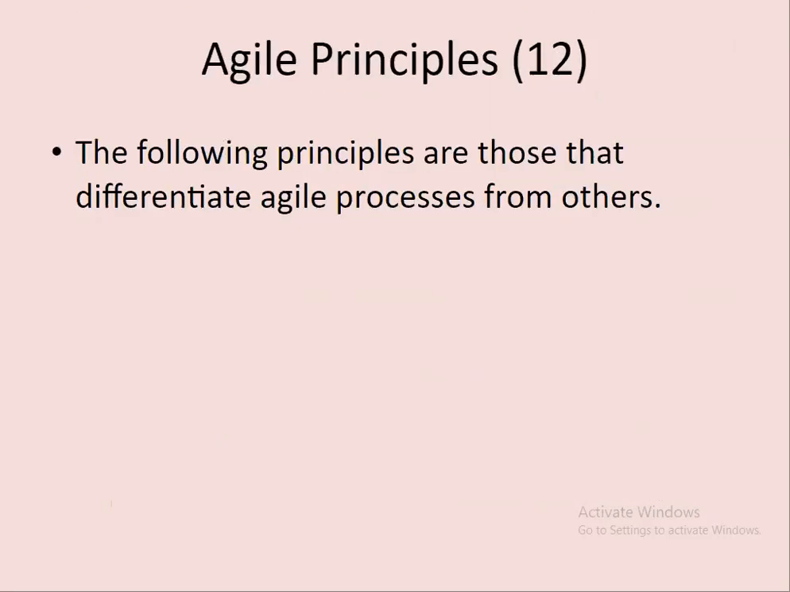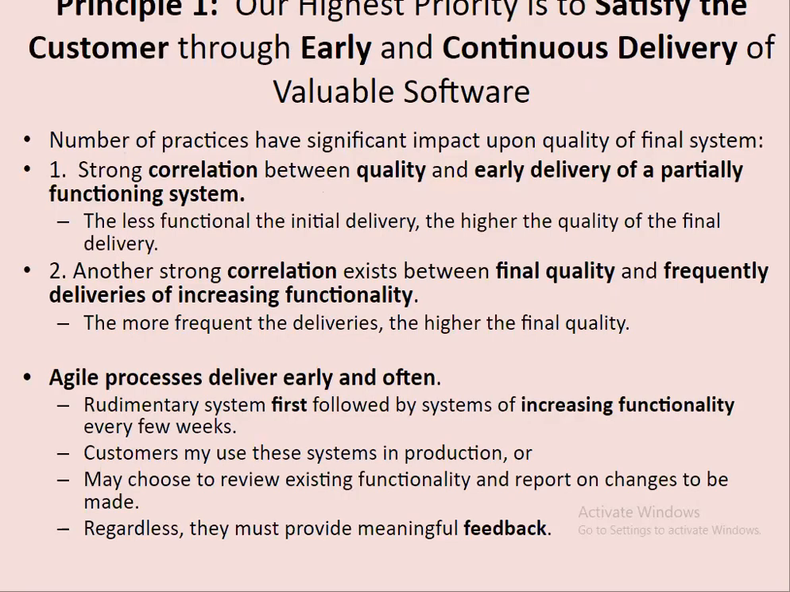Then, the topic of discussion is agile principles, right? These are the principles that differentiate the agile process from the others. So principle number one: our highest priority is to satisfy the customer through early and continuous delivery of valuable software. You can witness this. Once the product owner has created the product backlog, sprint planning happens, and very quickly, within the first 4 weeks of the software development life cycle, you are delivering something early to the end user, right?